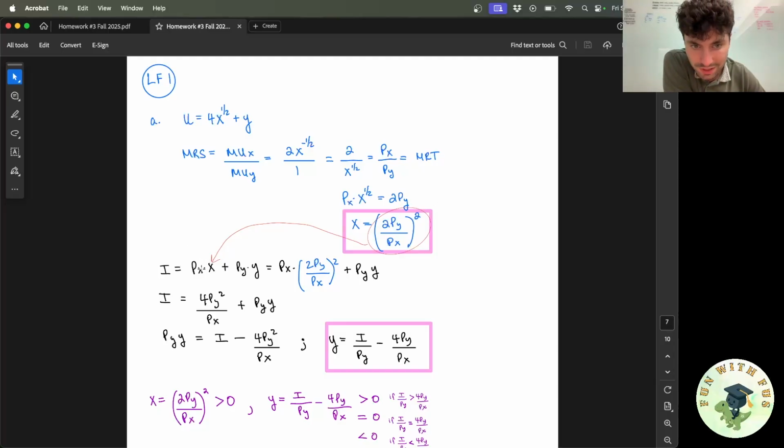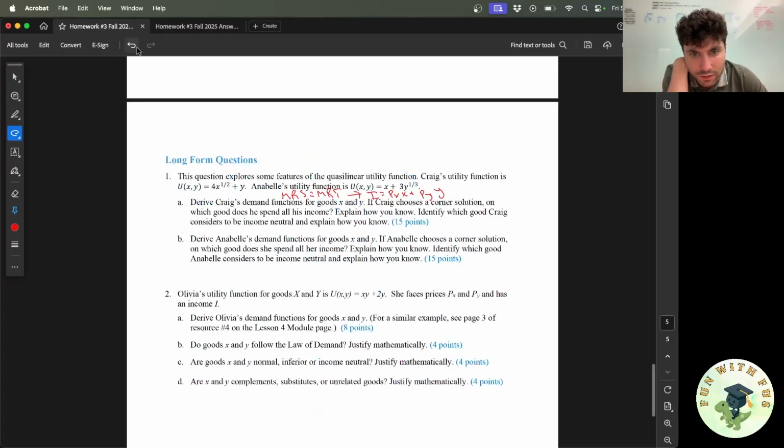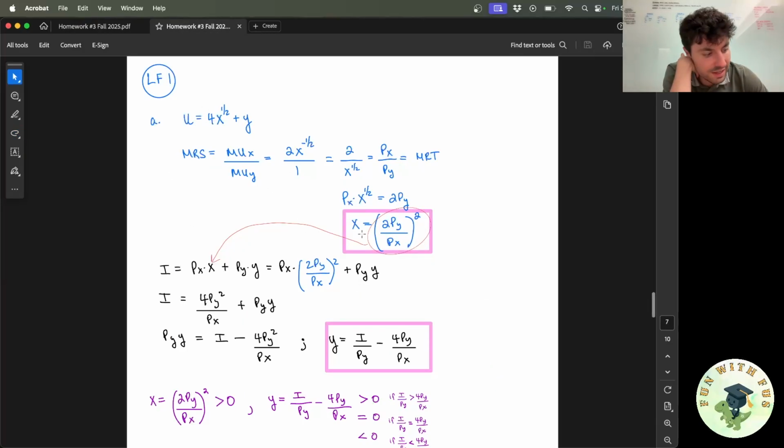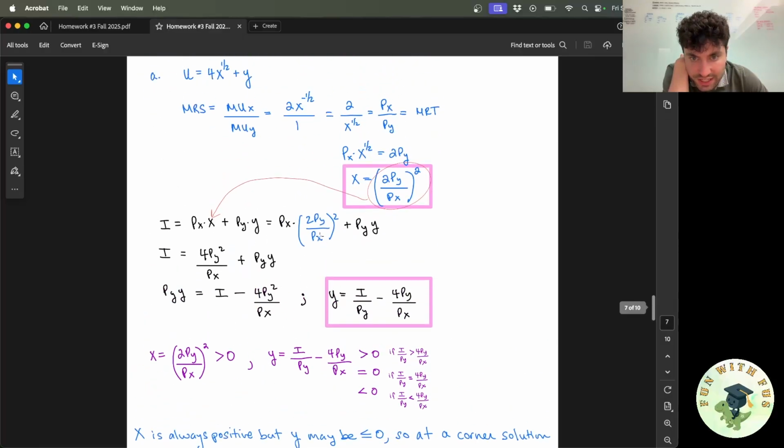And this is why we plug it into the income, so that our demand functions are always just in terms of I, Py, and Px. And if your demand function does not match that criteria, then you've probably done something wrong. But in line with the steps that I just outlined, that is how I would find the demand functions. And it does appear that we did that, and we got demand functions here.